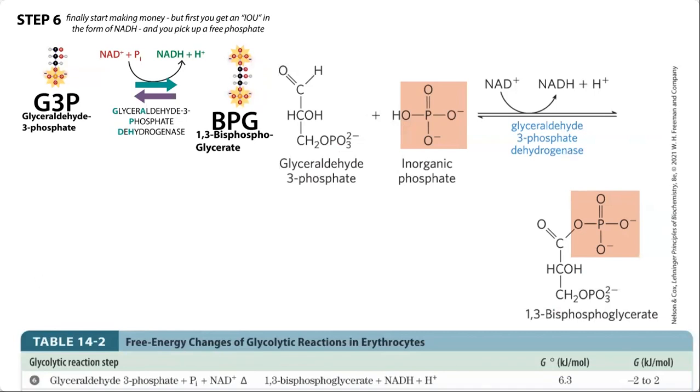Now what we want to do is enter that payoff phase. We're finally going to start making energy money, but first we get an IOU in the form of NADH. And we pick up a free phosphate. Okay, so when we see NADH, what we should be thinking is that something is going to be getting oxidized, because we're reducing NAD plus in order to form NADH. And in this case, we're also going to be phosphorylating. So we have oxidation and phosphorylation. We have an oxidative phosphorylation.